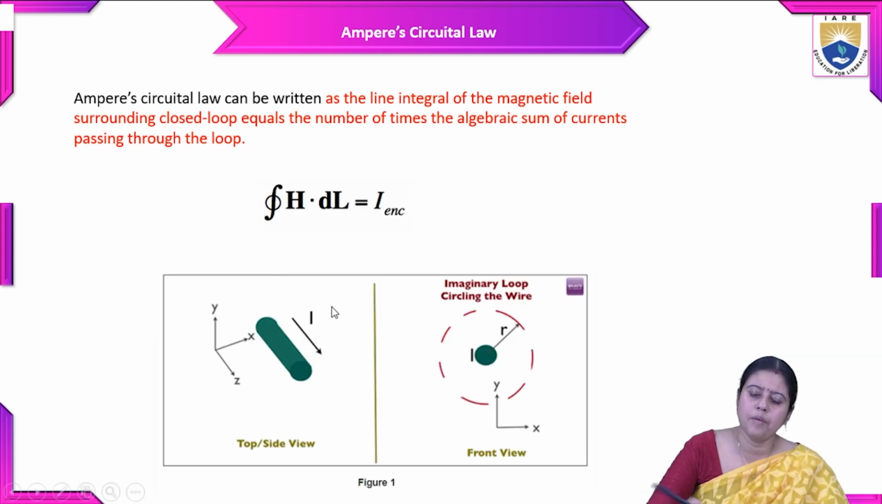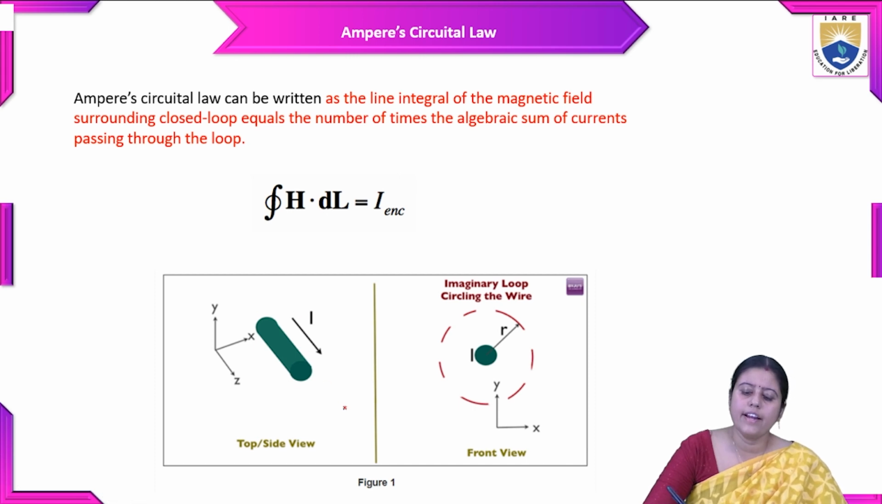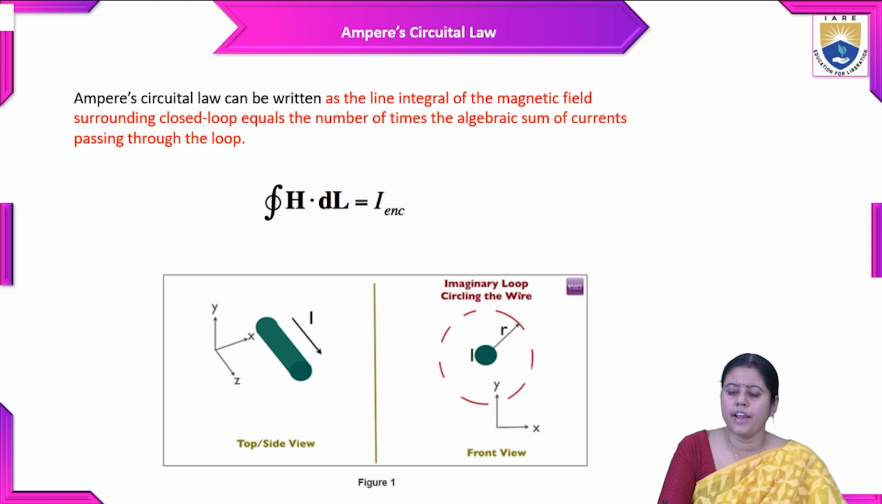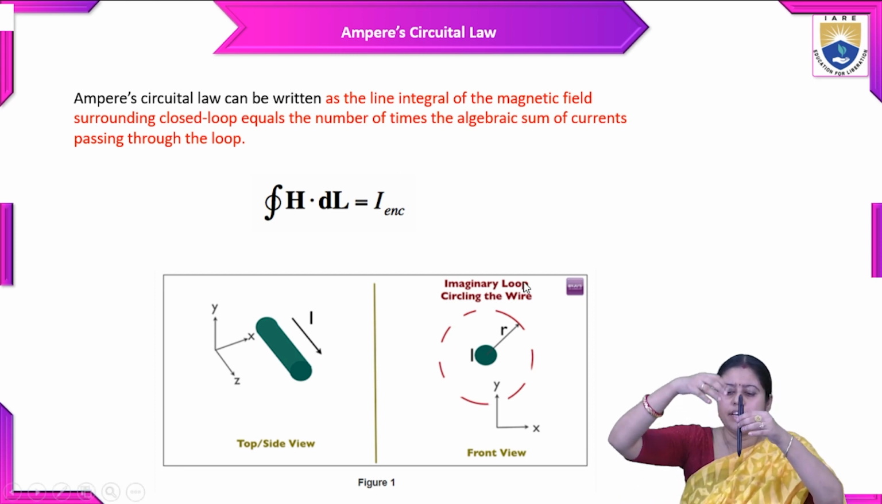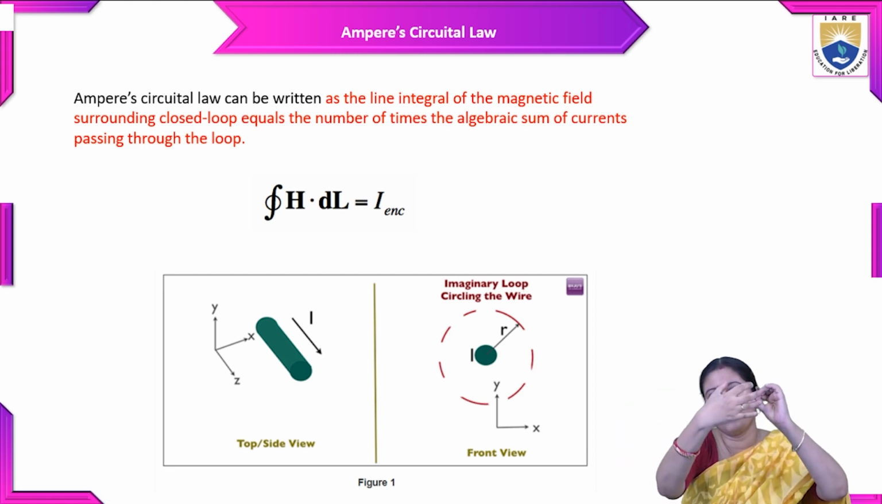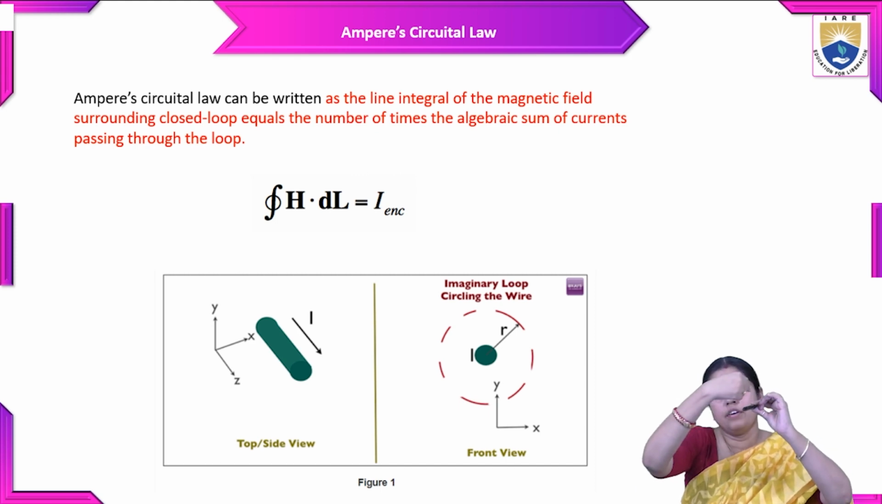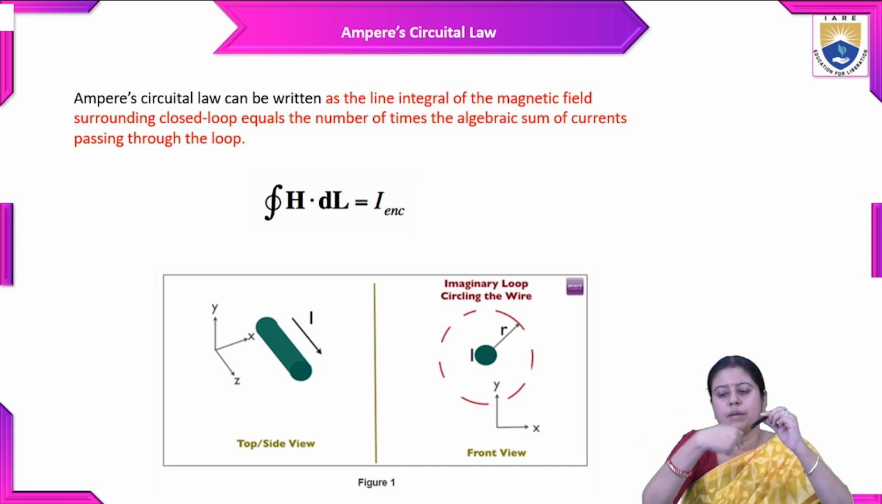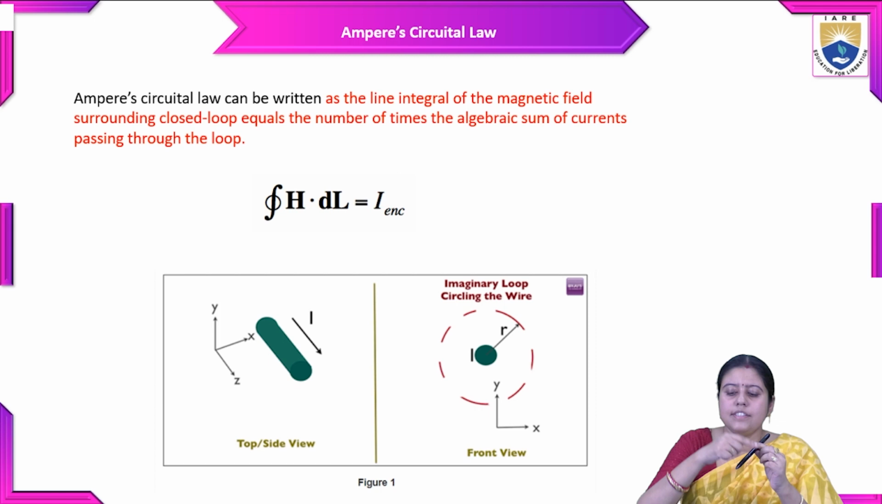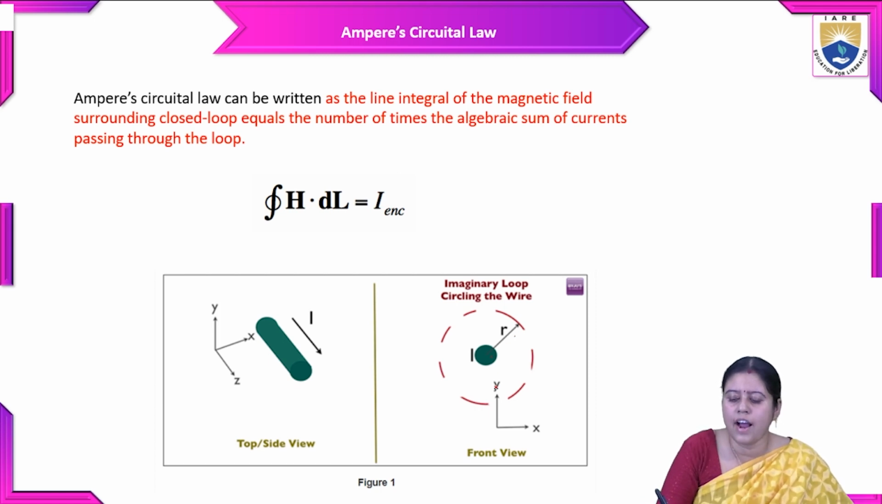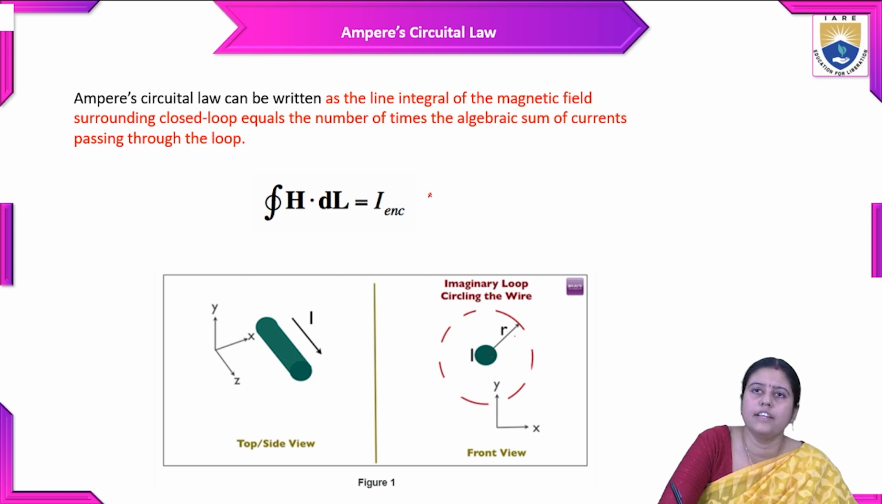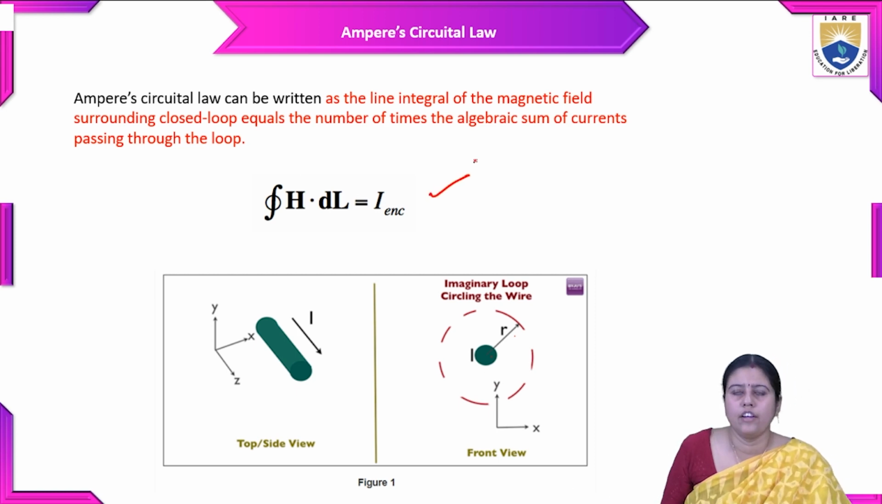So you can see, if this is a conductor, current is flowing. This is the top view. If we check the front view, this is a current-carrying conductor, and there will be a circular intensity field of radius r. The value is I. So we can write that H dot dl is equal to I enclosed.